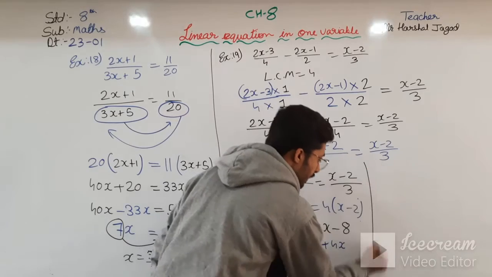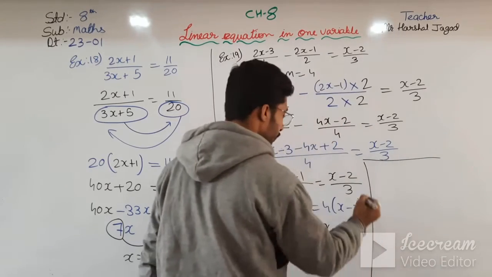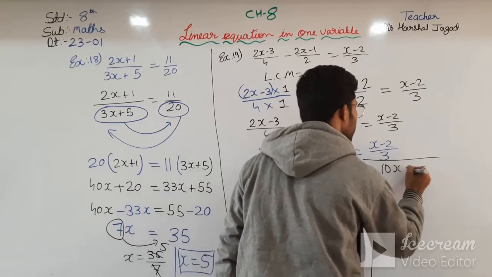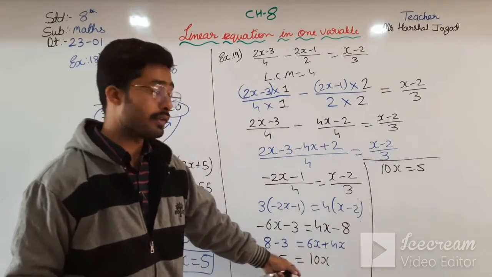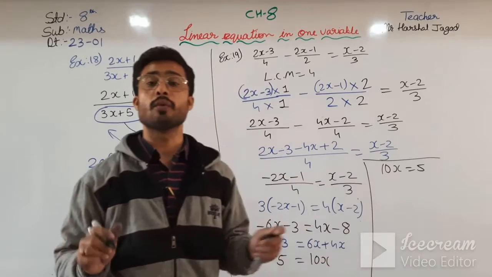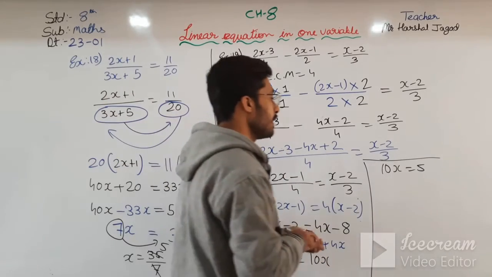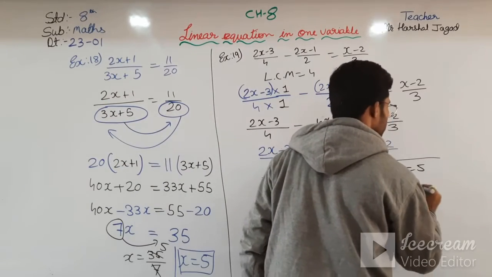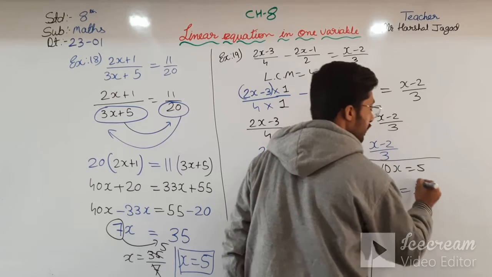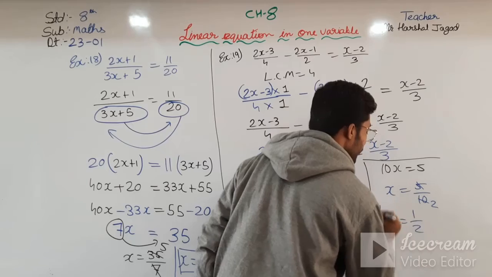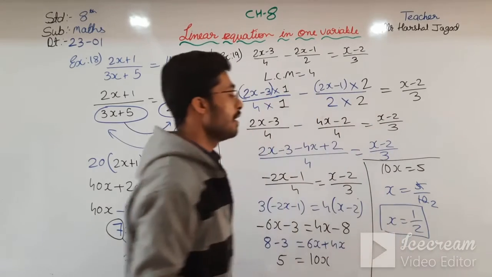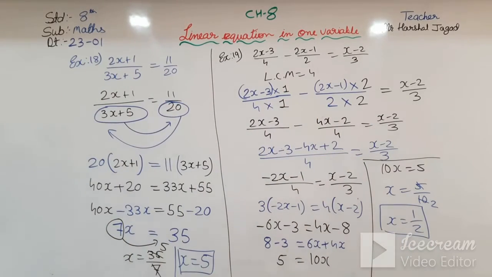So here, if I say that 10x is equal to 5. Here 5 is equal to 10x given. If I write 10x is equal to 5, then both are equal only. So here we get x is equal to 5 by 10. That is 5 2s are 10. x is equal to 1 by 2, which is our answer. Please note down this, students.